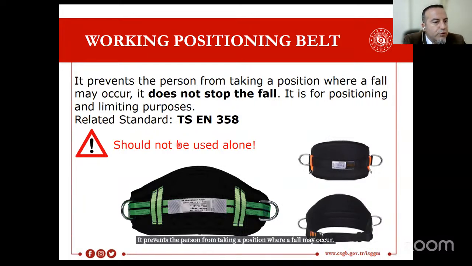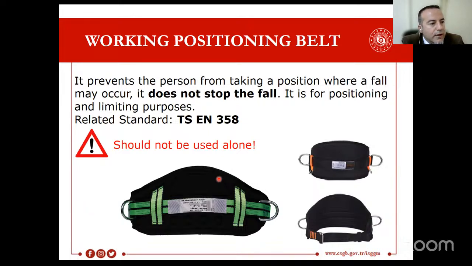Here is the working positioning belt. This is only a working position belt, not a full body harness. It is used only for positioning, and the important point is that it doesn't stop the fall. It's for positioning and limiting purposes, and the related standard is TS EN 358. It should not be used alone at height because it is only for positioning, not protective.